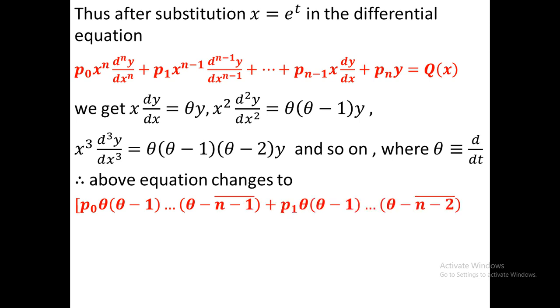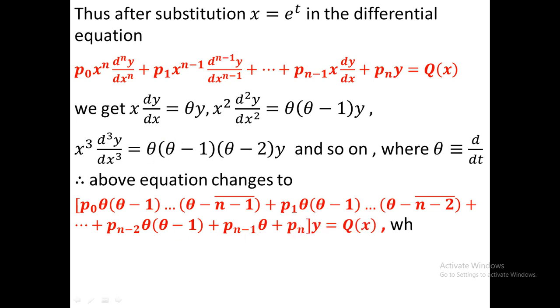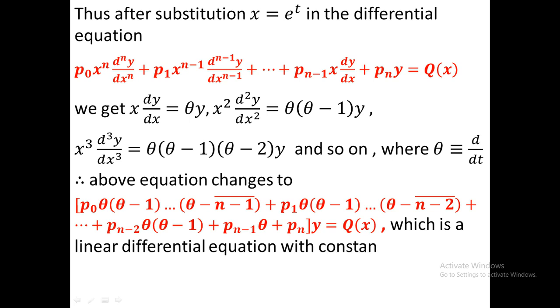I just use this type of result here. Therefore this is a linear differential equation with constant coefficients. It can be solved by various methods such as the method of D operator, method of variation of parameters, and method of undetermined coefficients. These three methods are discussed in my channel. The links of those videos are given in the description box. Please see this. Here I solve the differential equation by using the method of D operator.